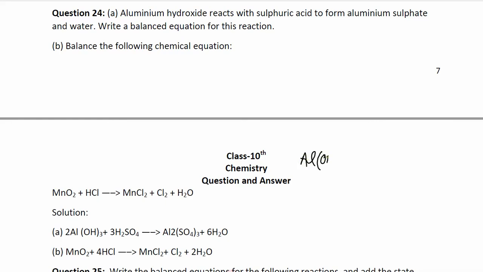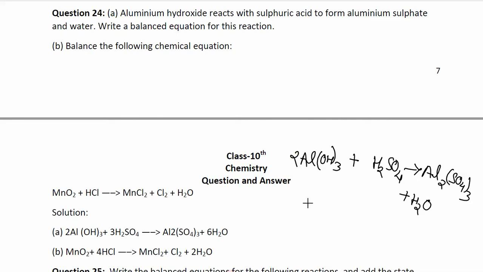aluminium hydroxide is reacted with sulfuric acid to form aluminium sulfate, Al2(SO4)3, plus water, H2O. So in order to balance here, if I am multiplying here by 2, then what will happen?